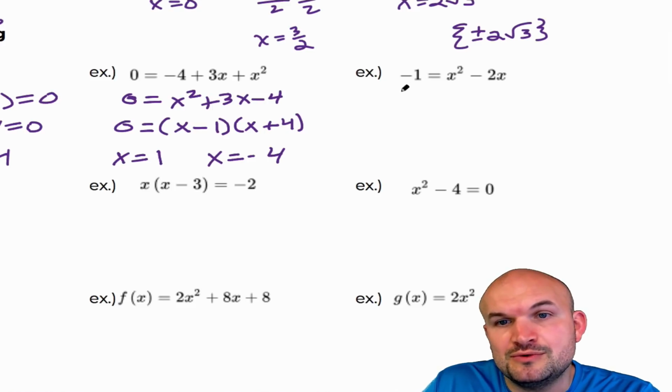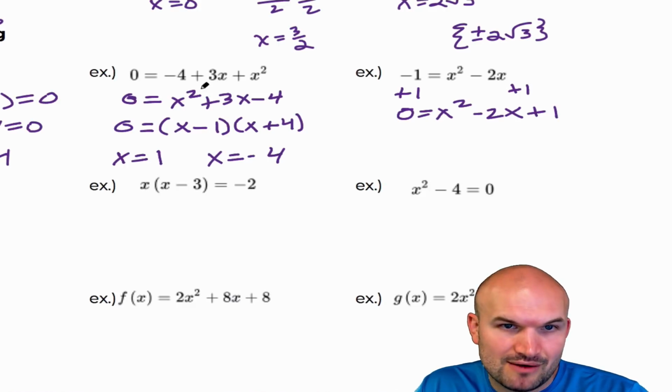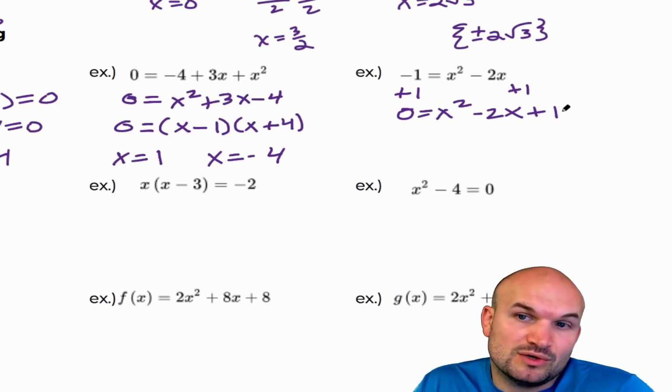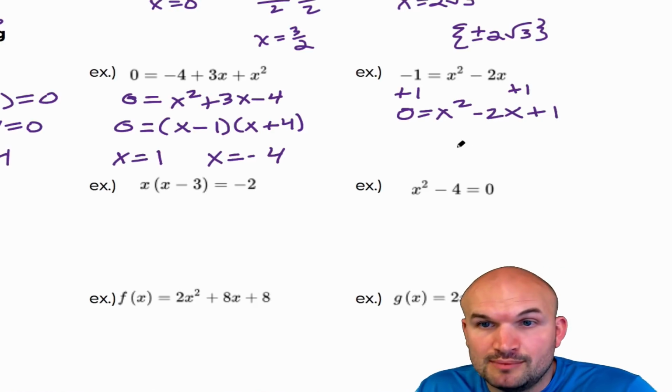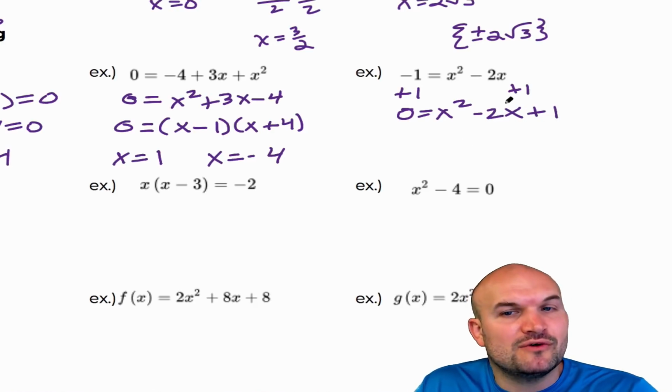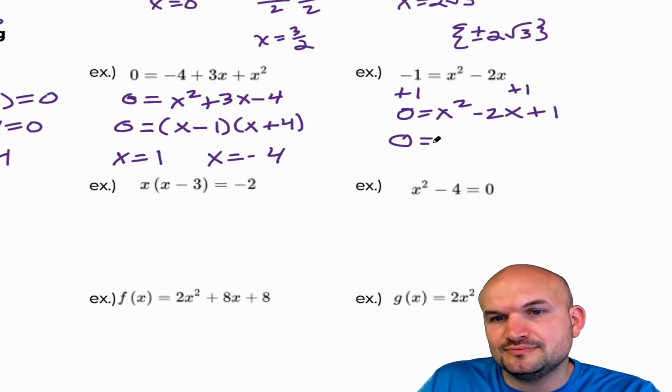So I am going to add a 1 to the other side. Now I have 0 equals x squared minus 2x plus 1. Okay, so now it looks just like that problem, and now I can factor. What two numbers multiply to give me 1 and add to give me negative 2? Well, 1 times 1 is 1, but 1 plus 1 is positive 2, so I just need to make those negative. This comes into an interesting case as well. So I factor this into x minus 1 times x minus 1.